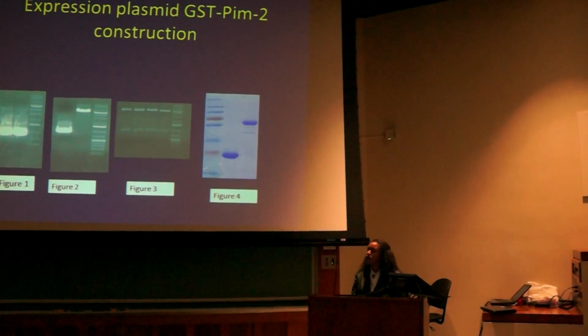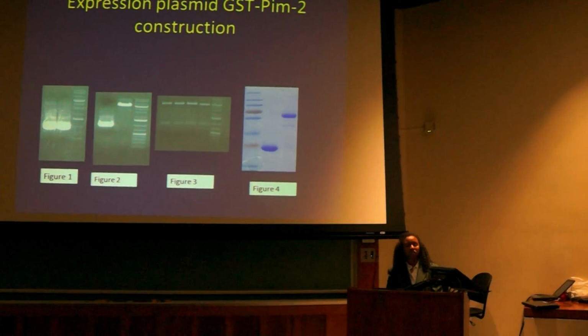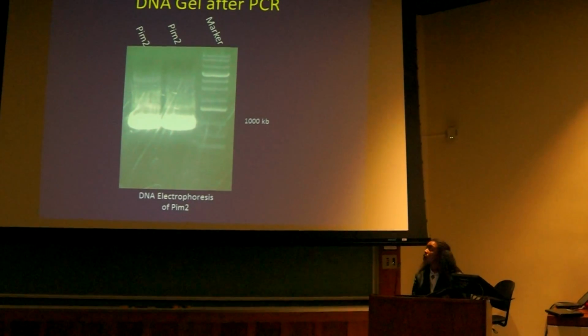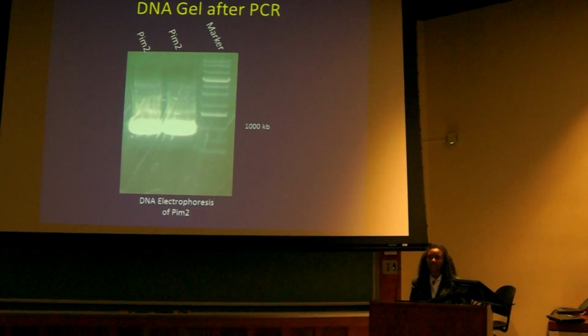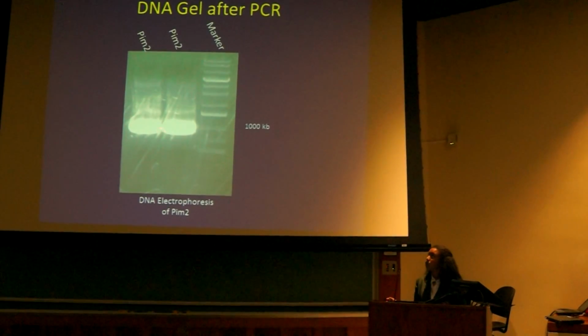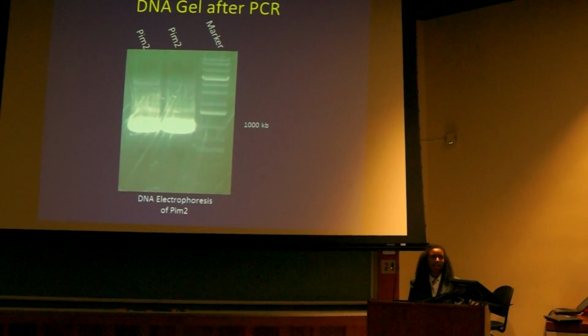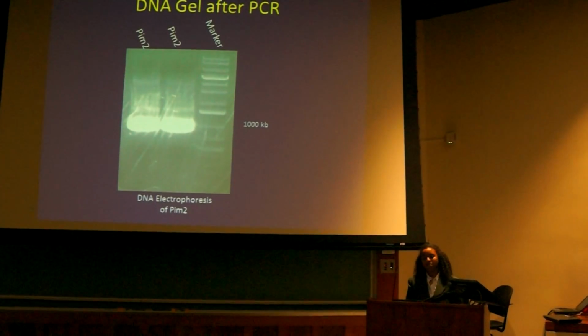This leads me to my results. Here is an overview look at the 4 DNA and protein gels that we ran. First, we ran a DNA gel after PCR to make sure that we had the correct DNA cut. And this shows PIM2, the DNA that we wanted cut at the exact size we wanted, 1,000 kbs.